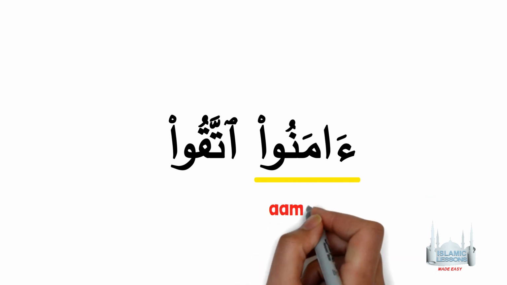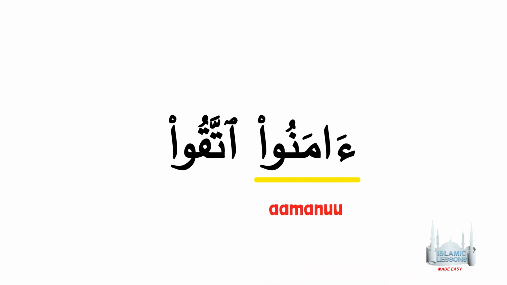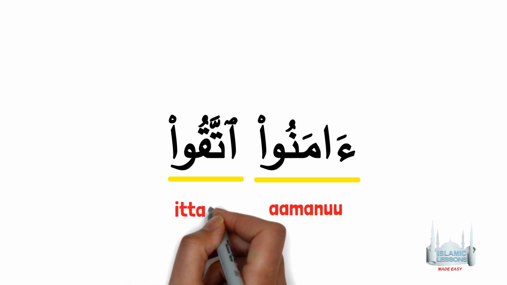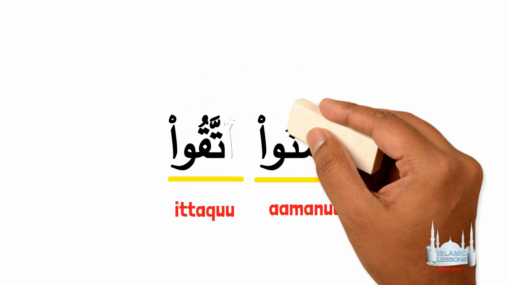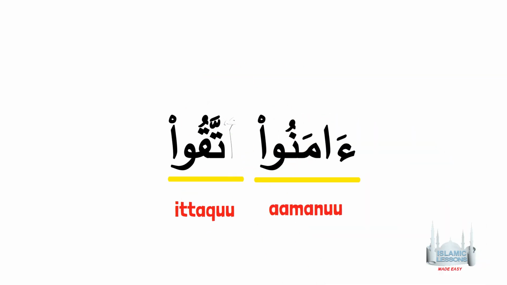This is a little tricky. The first word reads Amanu with the long vowel waw. The second word reads Ittaqu. Now if we are reading them together, we drop Hamzatul Wasl. Now we said if there is a long vowel and after it there is a letter with sukoon, we have to drop the long vowel.